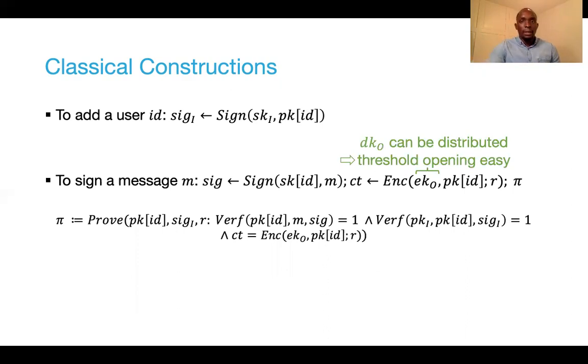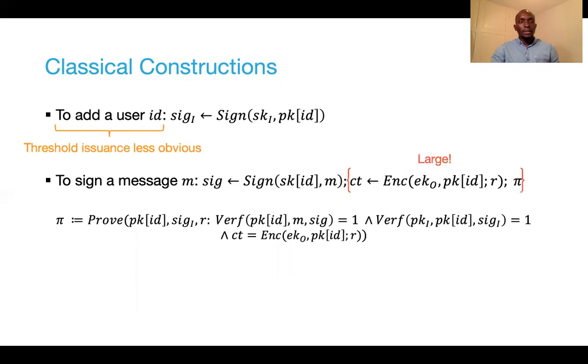On the positive side here, the decryption key of the opener can easily be distributed so that threshold opening can easily be achieved. On the negative side, threshold issuance is less obvious, but it's not completely impossible either.